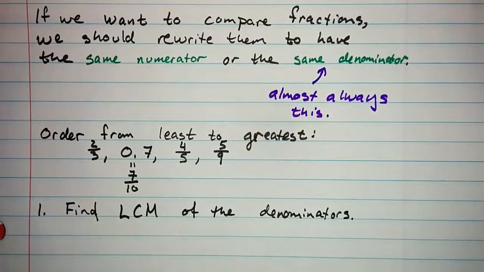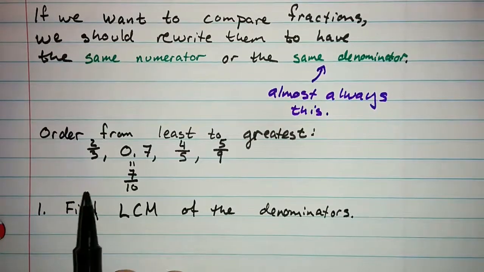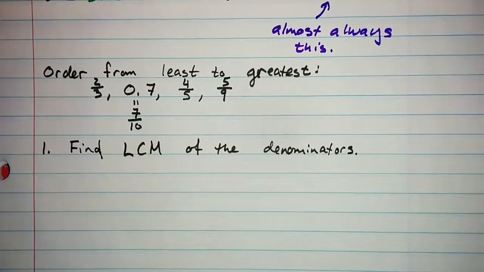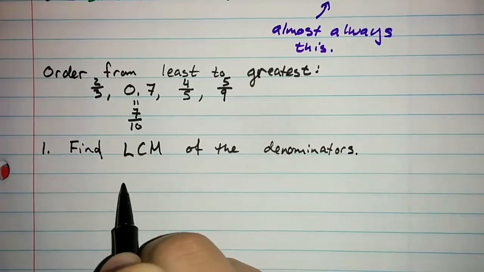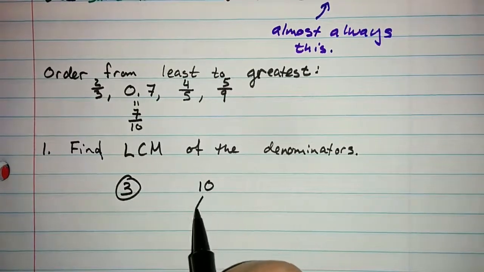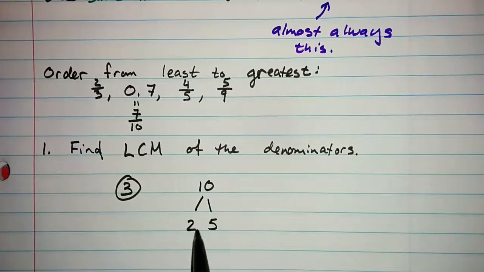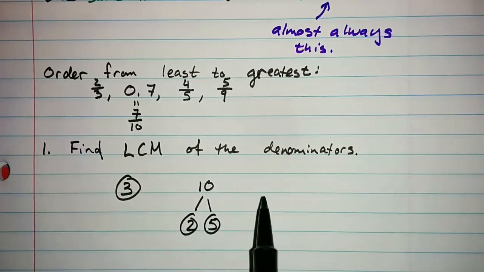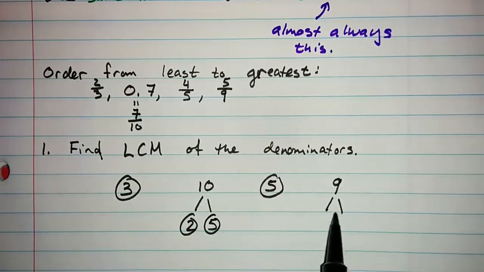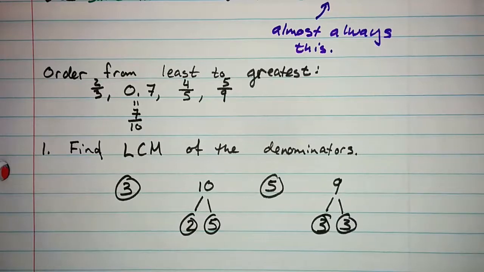This is a pretty wide variety of numbers, and most of them are prime. So I think I'm going to look at the prime factorizations since those are easy to find here. 3 is prime, 10 is 2 times 5, 5 is prime, and 9 is 3 times 3. Easy prime factorizations to find.